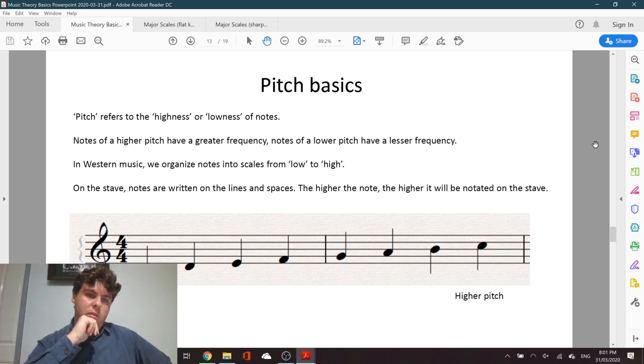In Western music, we organize notes into scales from low to high. On the stave, notes are written on the lines and spaces. The higher the note, the higher it will be notated on the stave. Here's a little example. The lower you go, the lower the pitch is. The higher you go, the higher the pitch is. I think most of us know that intuitively.